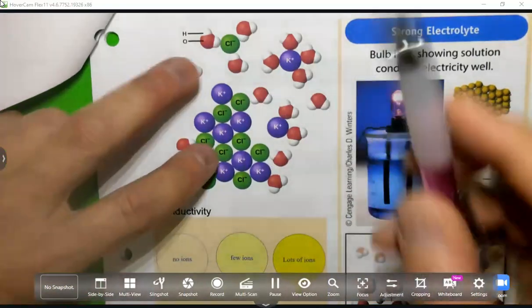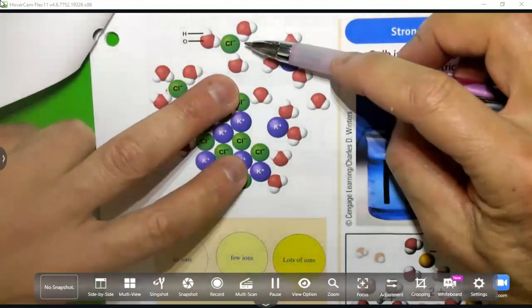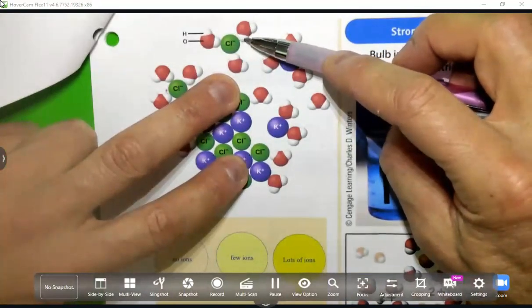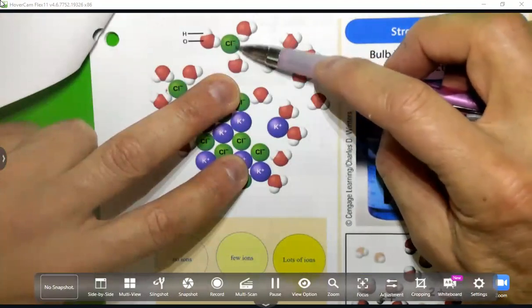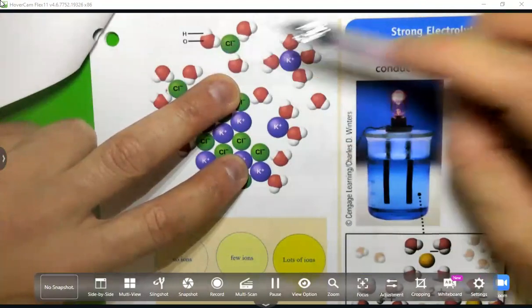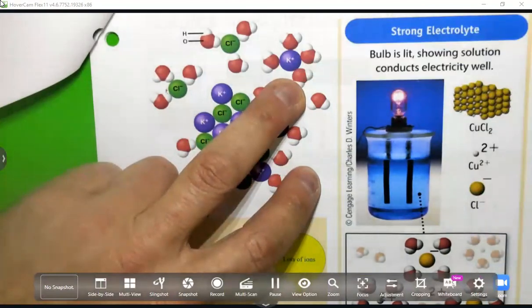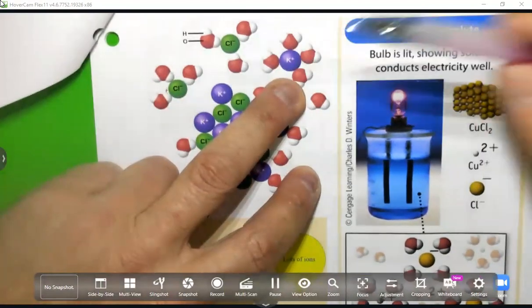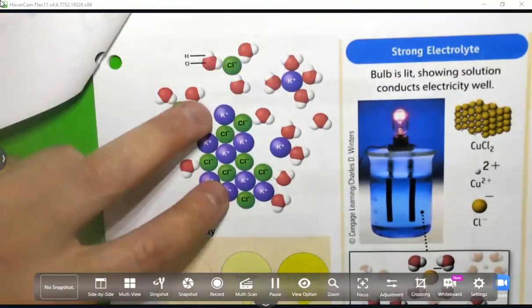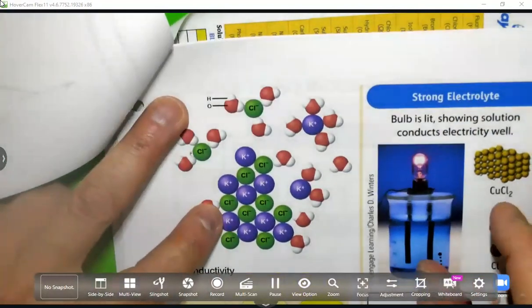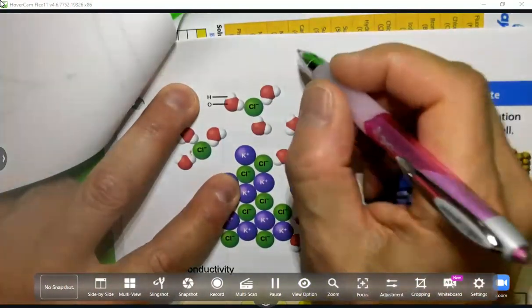But my question is, why does it look this way? Why is this a hydrogen, correct? Why is the hydrogen? Notice that all of the hydrogens are facing the chlorides. In here, all of the oxygens are facing the positive potassiums. And this is what you need to know. And we're going to cover this specifically in chapter 8.